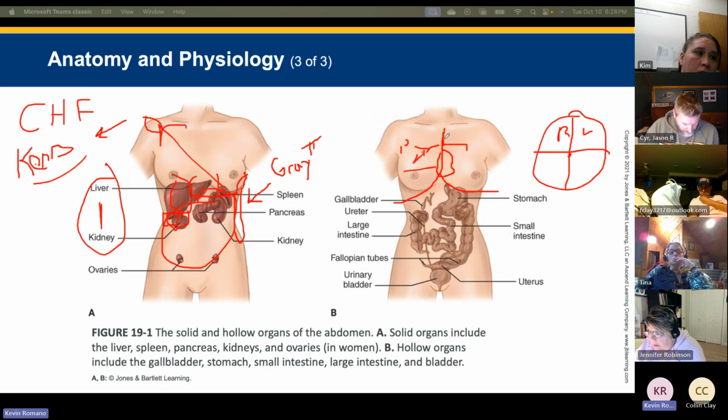So it comes down in and it branches down. Your cardiac silhouette is here. Your lungs are here, and they come down on each side like this. I'm doing a horrible drawing. I apologize. It's like all over the screen.